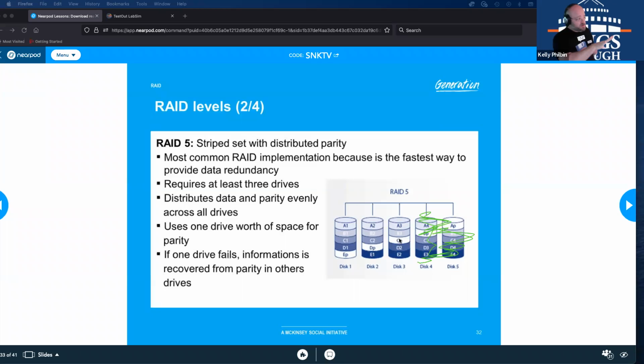So this is striping with parity, 3 drive minimum, and you can lose up to 1. So a fault tolerance of a single drive. Any questions on that?